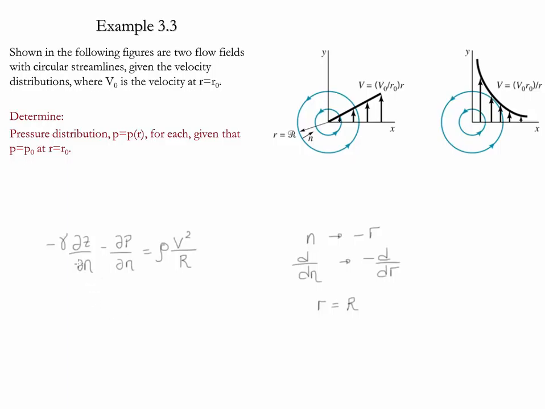We also note that the elevation z does not change with the normal direction, so we are able to remove this term. And because this is going to be negative and negative, they're going to cancel each other. Therefore, this becomes positive dp dr, and then we write this as rho v squared over r, replacing the uppercase R with lowercase r. And now this is the equation that we're going to use for both of the problems.